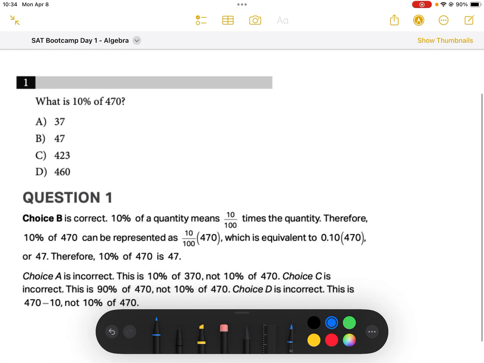So again, B is correct. 10% of the quantity means 10 over 100 times the quantity. So you could have done a fraction there and multiplied it by 470, or like I did, the decimal form.